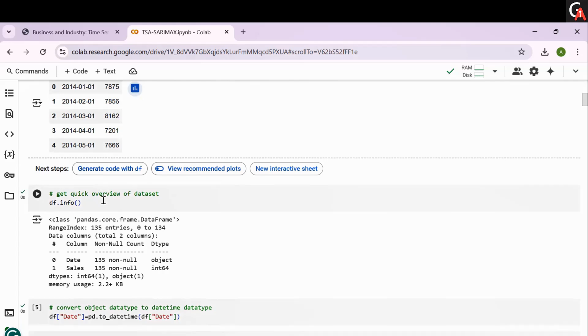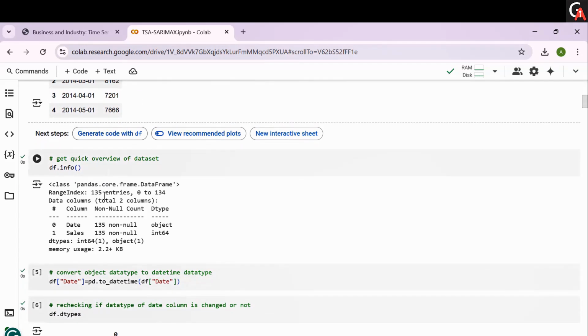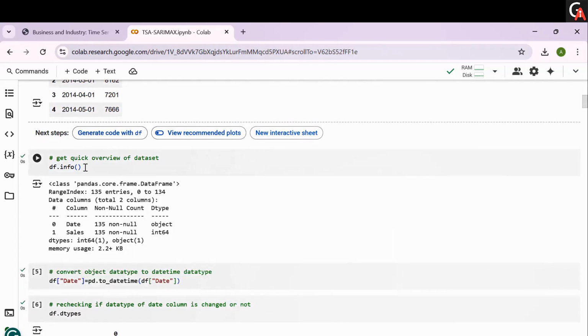After that, to get a quick overview of the dataset, I have used the info function. This info function will let us know how many records we have, how many columns we have, what their data types are, what the memory usage is, and what the non-null values present in that particular data are.